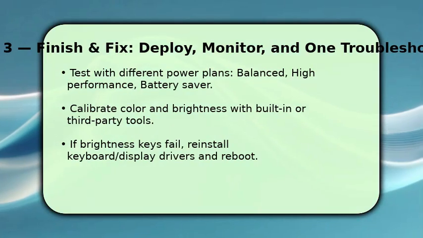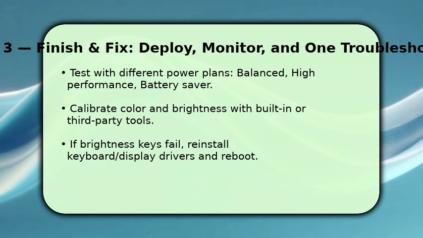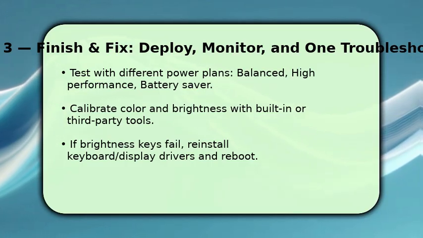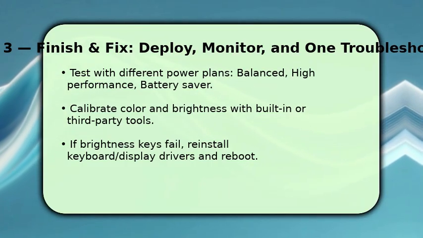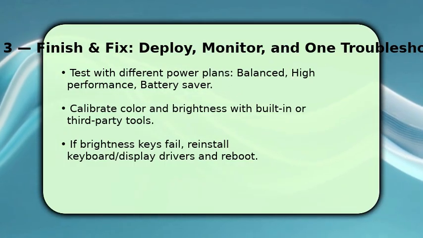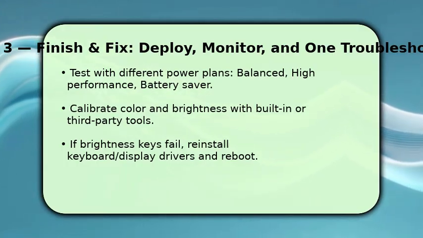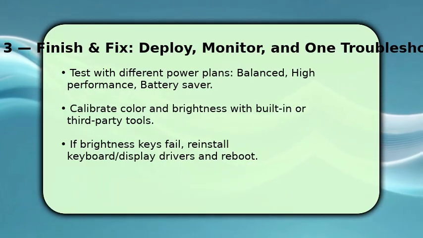Finish by testing brightness across power plans. Set high performance when plugged in, balanced on battery, and check battery saver behavior. Calibrate color and brightness using Windows Color Calibration or a small third-party utility so whites and blacks look correct at your chosen level. Finally, make sure external monitors or docking stations aren't forcing levels.